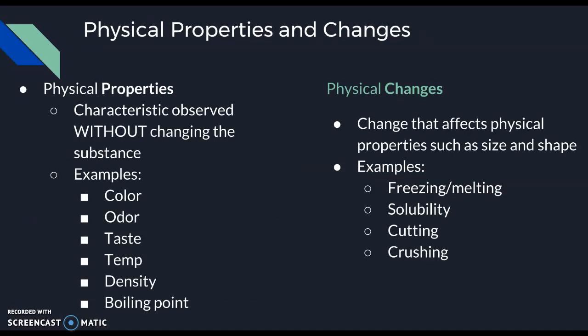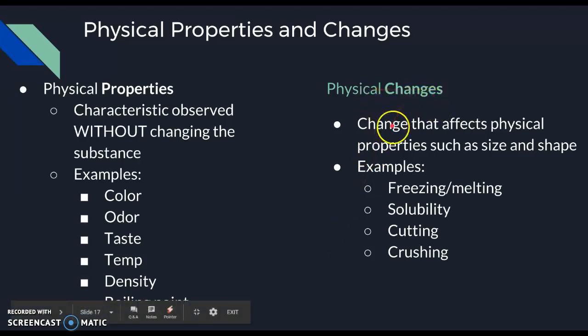Okay, so the properties, we have physical and chemical properties. The physical properties are the characteristics that we observe without changing the substance. So we can observe the color, we can smell it, we can taste it, we can get the temperature of it, we can get the density or the boiling point. All of these things, we're not changing it, we're just getting observations about the thing.